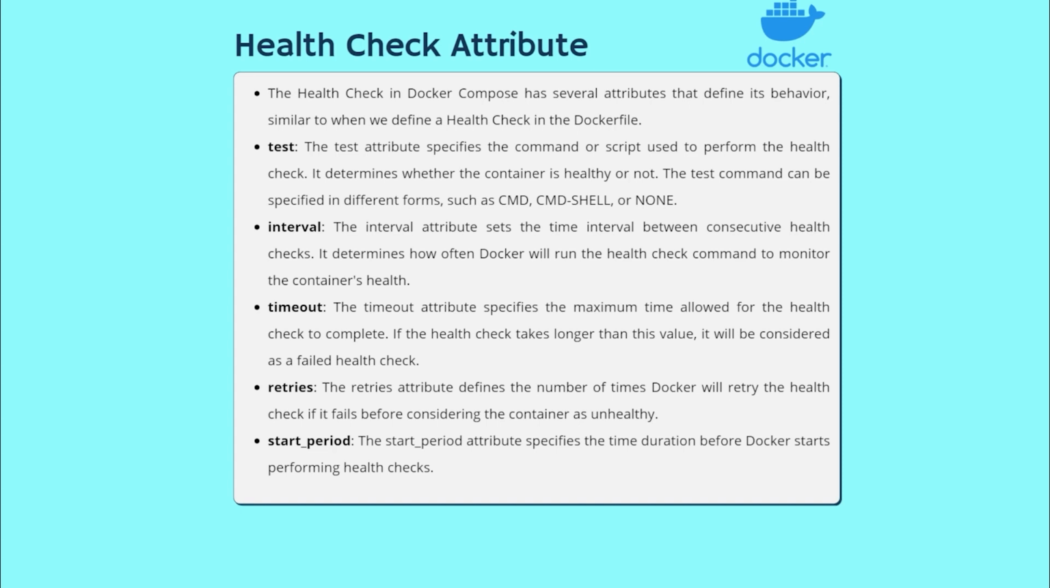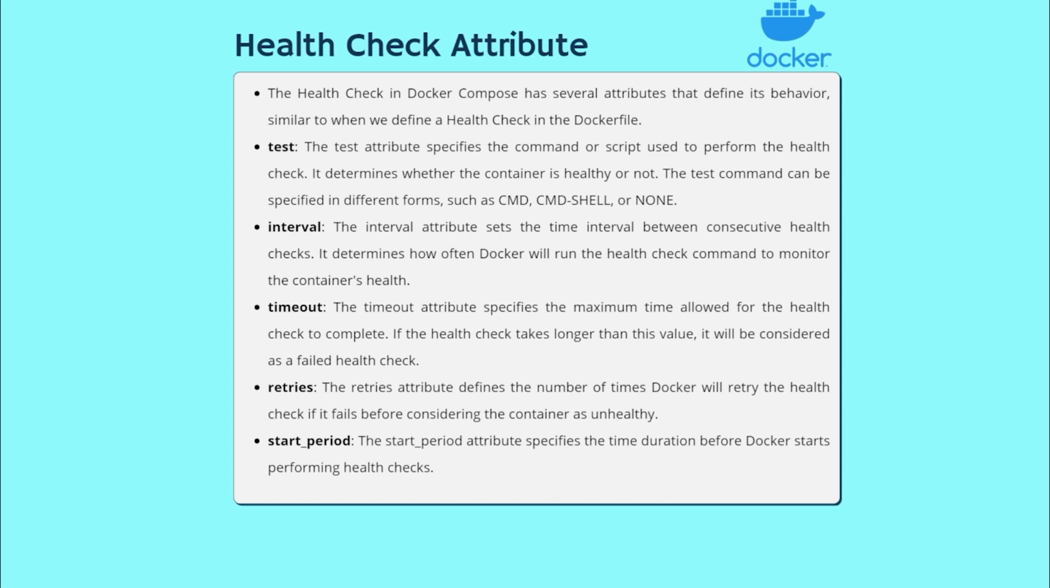The health check in Docker Compose has several attributes that define its behavior, similar to when we define a health check in the Dockerfile. Test. The test attribute specifies the command or script used to perform the health check. It determines whether the container is healthy or not. The test command can be specified in different forms, such as command, CMD, CMD-SHELL, or NONE.